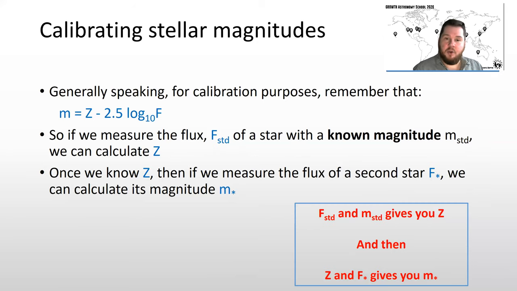So I now can look at a star that I don't know anything about. And again, I measure the flux, I point my telescope, I collect photons, I count the counts in the aperture. So I know this, I measure this, and I can calculate its magnitude M. So I can work out the apparent magnitude of my new, previously unknown star. So it's a two-step process. I observe my standard, and I know the magnitude of that one. I get the flux, and that gives me Z. And now I know Z and the flux of a different star, that gets me the magnitude.